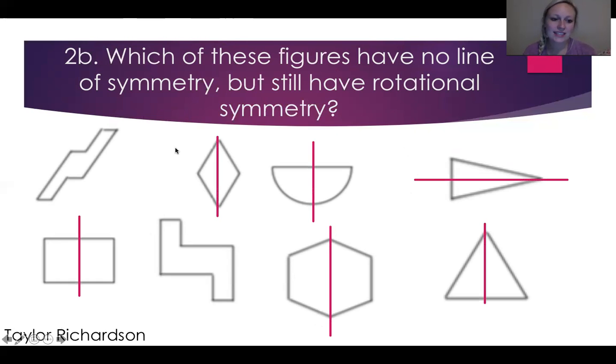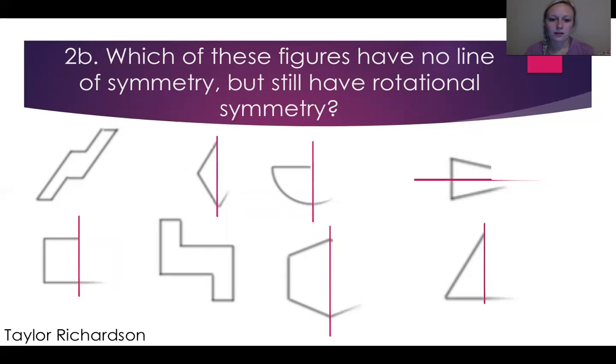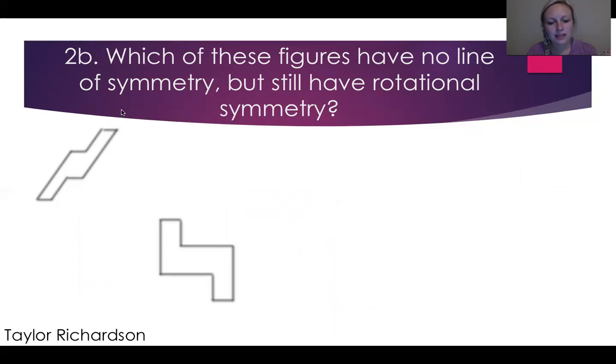So when we draw our lines of symmetry, we see that the majority of these shapes do have lines of symmetry. So that really narrows down our options here. We're going to go ahead and wipe those out of here. So we're left with these two shapes right here. They're a little bit unordinary shapes. They're not the shapes that you see every day. But we are wondering if they have rotational symmetry because they don't have any line of symmetry.